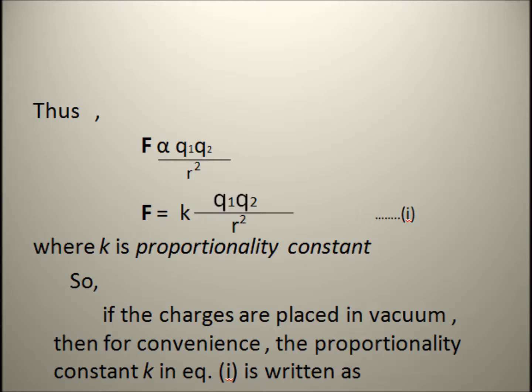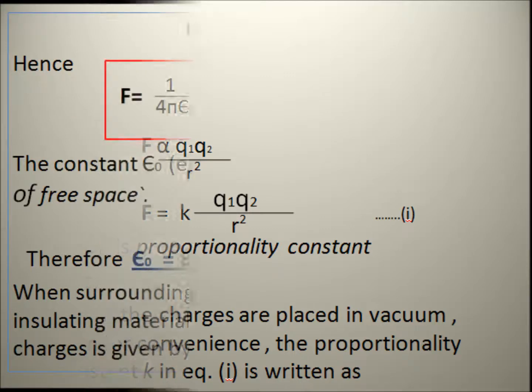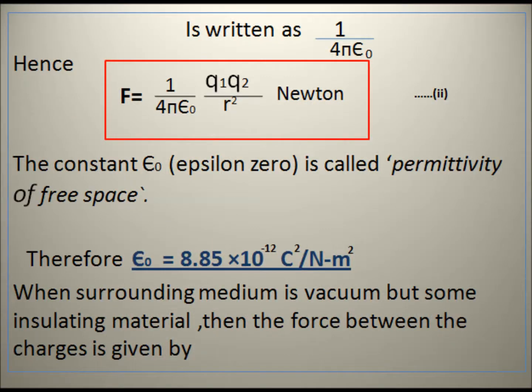If the charges are placed in vacuum or in air, then for convenience the proportionality constant k in equation 1 is written as 1 upon 4 pi epsilon naught. Hence F is equal to 1 upon 4 pi epsilon naught times q1 q2 upon r squared newton. This is the formula we get.